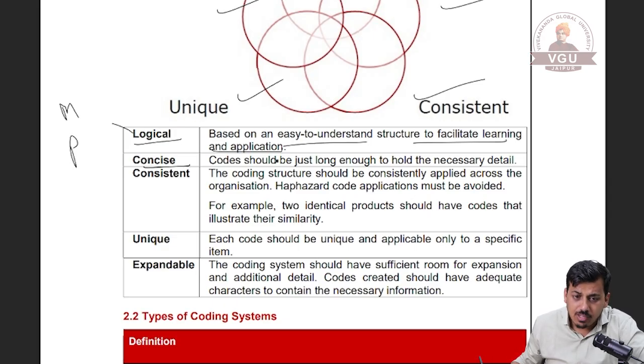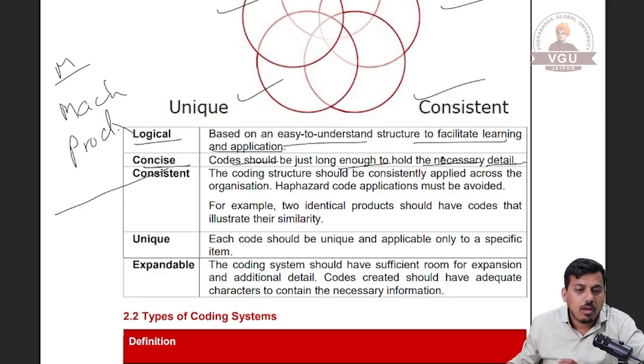Concise. Concise means shorter. So codes should be just long enough to hold the necessary details. We are not giving them extra leverage, like for machinery we are using MACH, and for product we are using PROD. No, only M is enough.